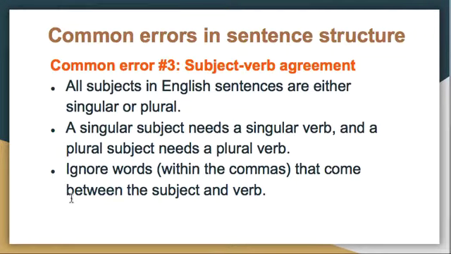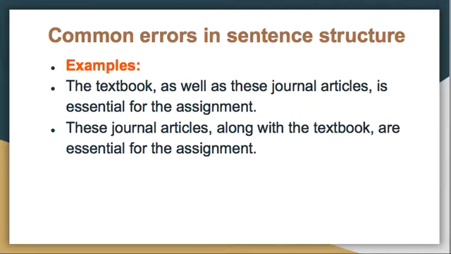So, this is the main thing that you need to know: you need to ignore the words that come between the subject and the verb, so that you can decide which form of the verb you have to use, so there is subject verb agreement. So see the example, the textbook as well as these journal articles is essential for the assignment.